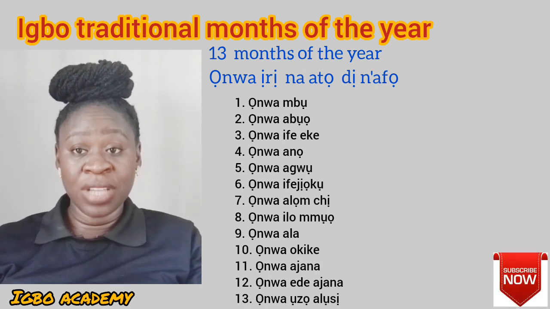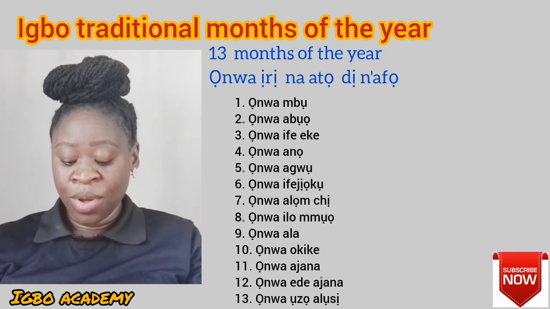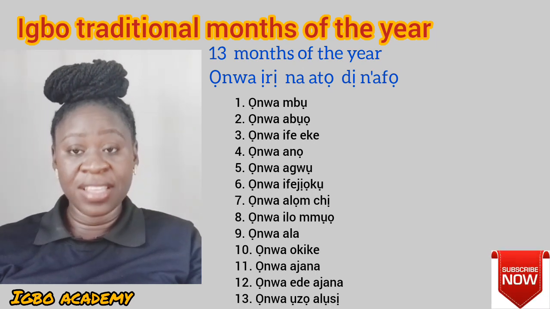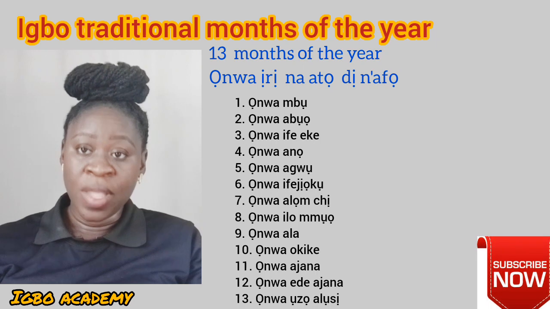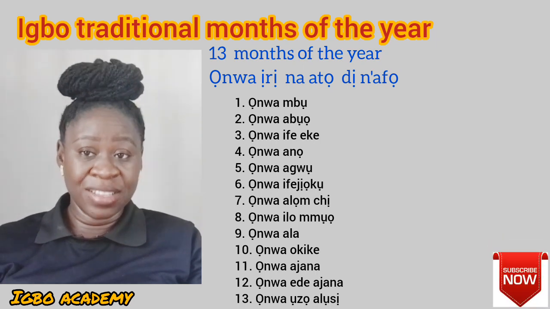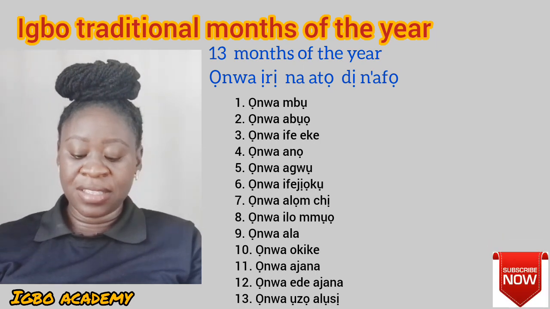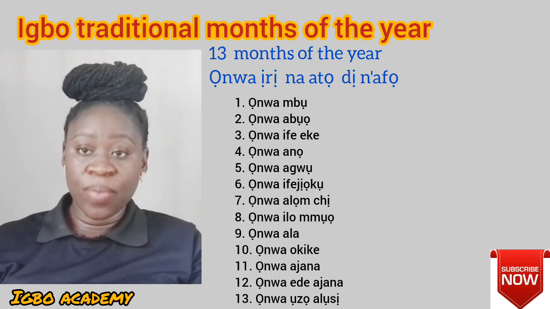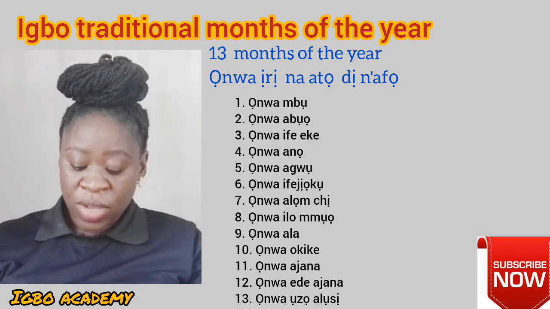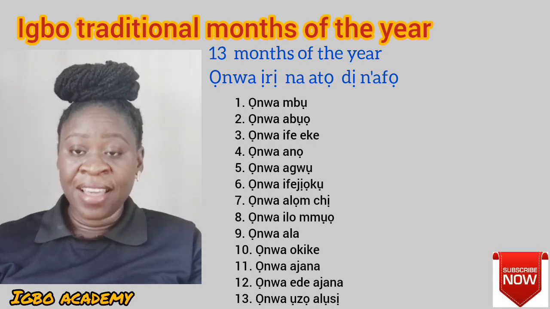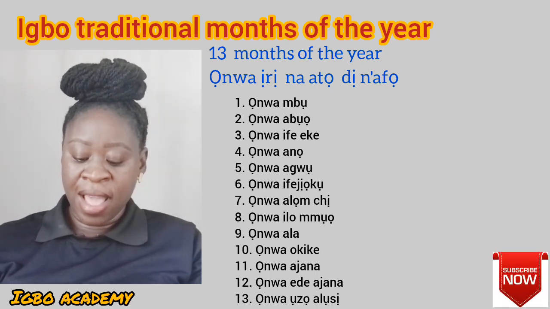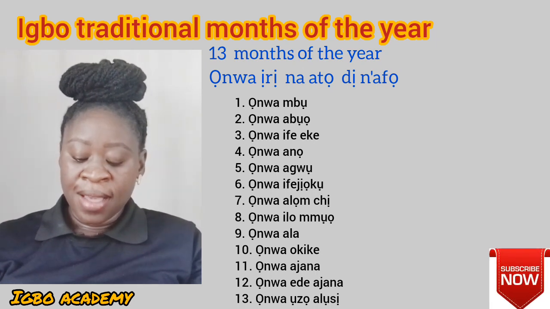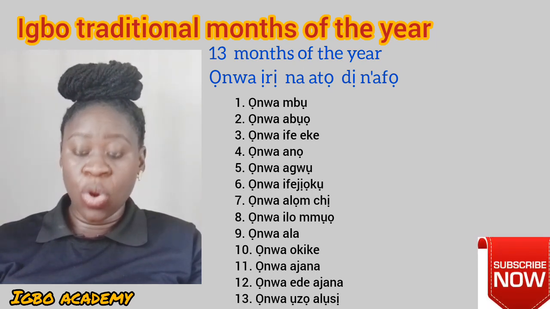So we all know now the months of the year, which is ọnwa dị n'afọ ndị Igbo. And we all now know that they are 13 in number. The first one is ọnwa mbụ. The second is ọnwa abụọ. The third is ọnwa Ifeke. The fourth is ọnwa anọ. The fifth is ọnwa agwụ. The sixth is ọnwa Ifejiọkụ.